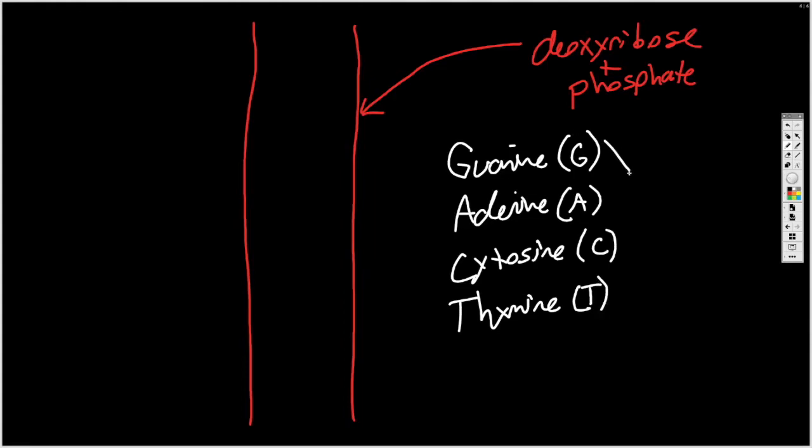Now, guanine and adenine are known as purines. Okay, chemically they are purines. And cytosine and thymine are called pyrimidines. Now, these are going to make up the rungs of the ladder. Okay, they're going to make up the steps of the ladder. And they're going to do that by basically pairing with each other. So, for example, guanine is going to pair with cytosine. Always. That's always the rule.